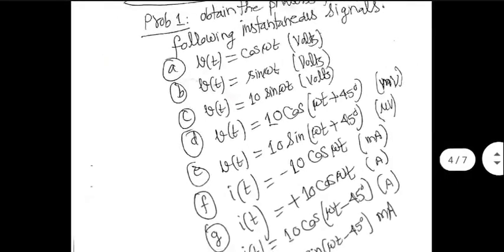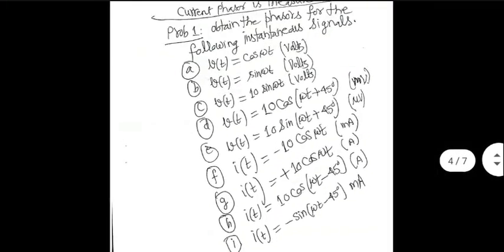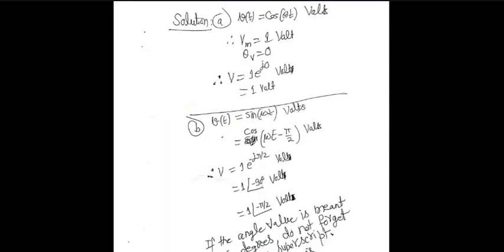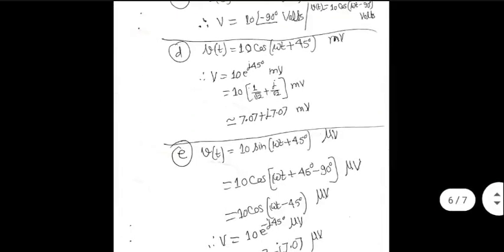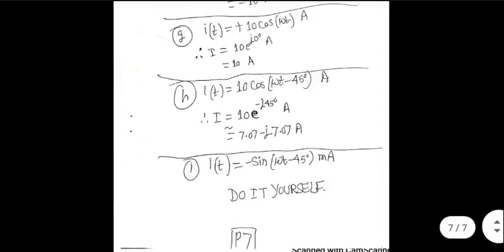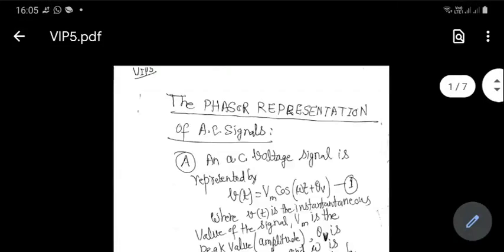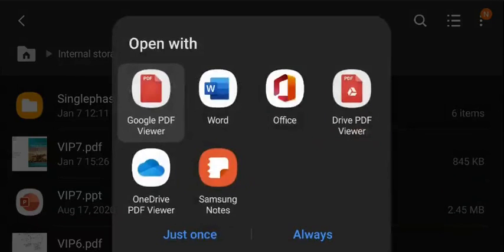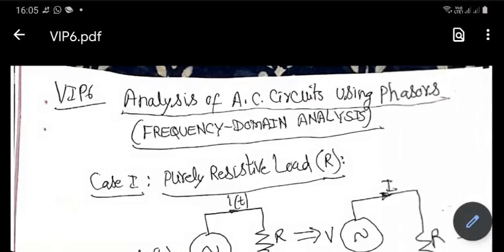Now, writing the phasors for various kinds of AC signals is an exercise you must be very comfortable with. And here are some problems along with solutions. I am hoping that you will be able to solve all of them without my help. Okay. So please complete this exercise by yourself. This document is already with you. I want to move to the next one, which is not shown to you yet.